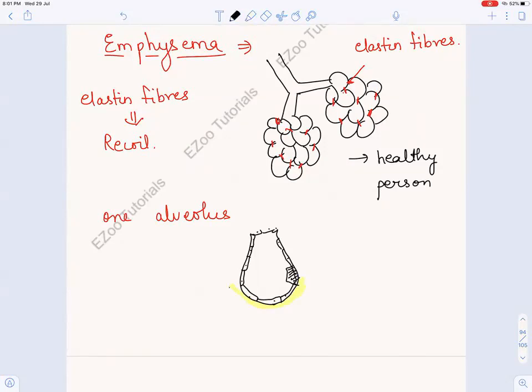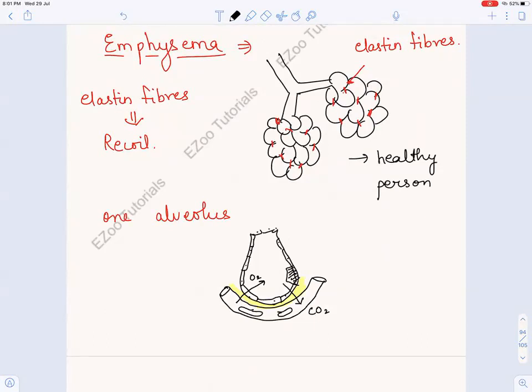And then this is the capillary. You're with me till now. This is the capillary with the RBCs. If you have seen my previous lectures, what is happening from the capillaries to the alveolus? Oxygen is going in, CO2 is coming out.